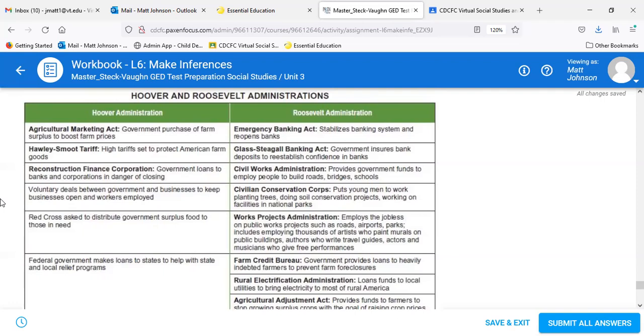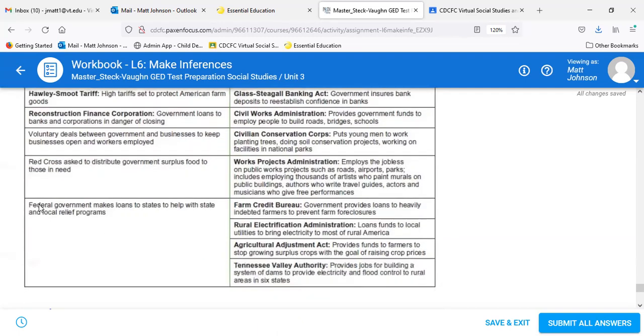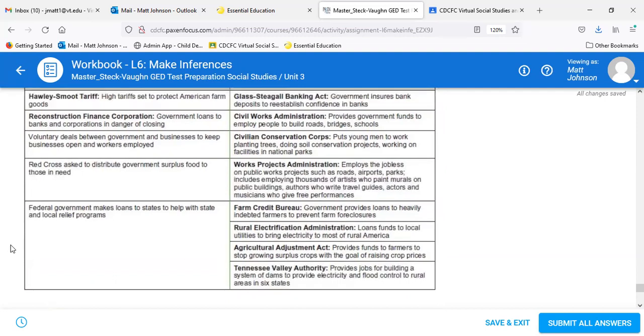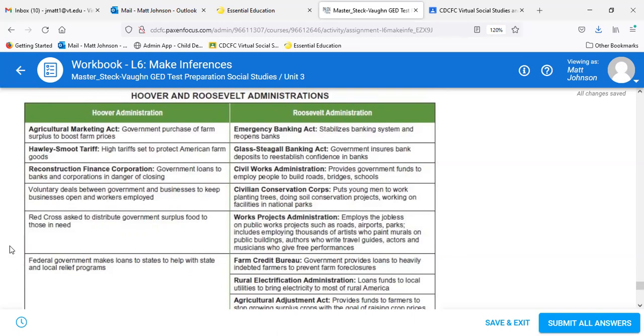The Reconstruction Finance Corporation was government loans to banks and corporations in danger of closing. Voluntary deals between government and businesses to keep businesses open and workers employed. The Red Cross was asked to distribute government surplus food to those in need. And the federal government makes loans to states to help with state and local relief programs. So that occurred under the Hoover administration during the Great Depression.